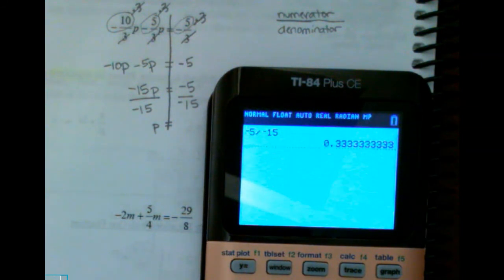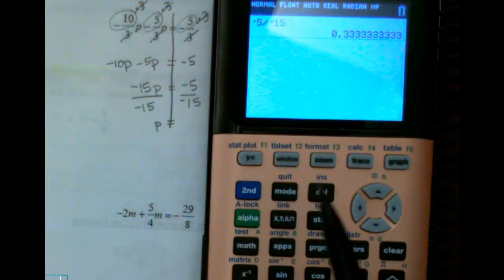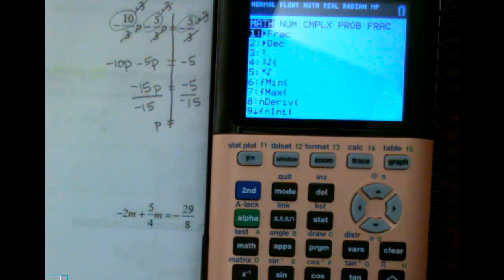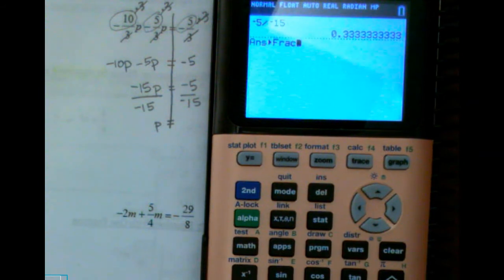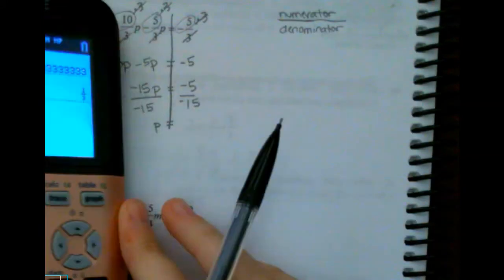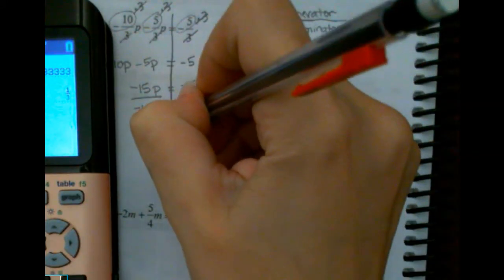I don't want decimals as answers, so hit that math button, right? The math button here, this math button. Hit math. And then where it says it's already highlighted on fractions, so you're going to hit enter again, and it's going to tell you that's 1/3. So your answer to this problem is 1/3.